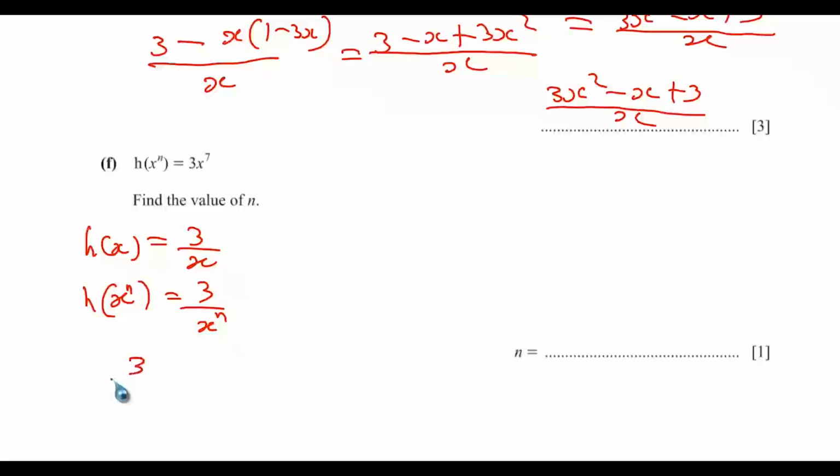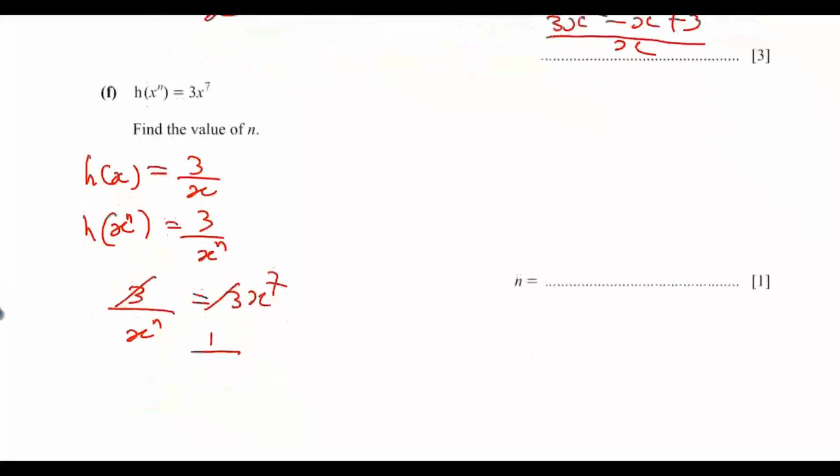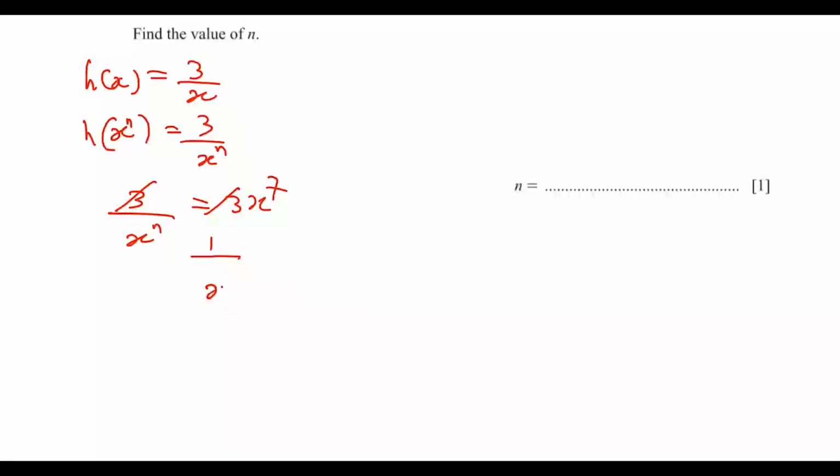So we have 3 over x to the power of n equal to 3x to the power of 7. So what we can do here, 3 will cancel 3. We are left with 1 over x to the power of n equal to x to the power of 7. So we can write this as x to the power of negative n, equal to x to the power of 7.